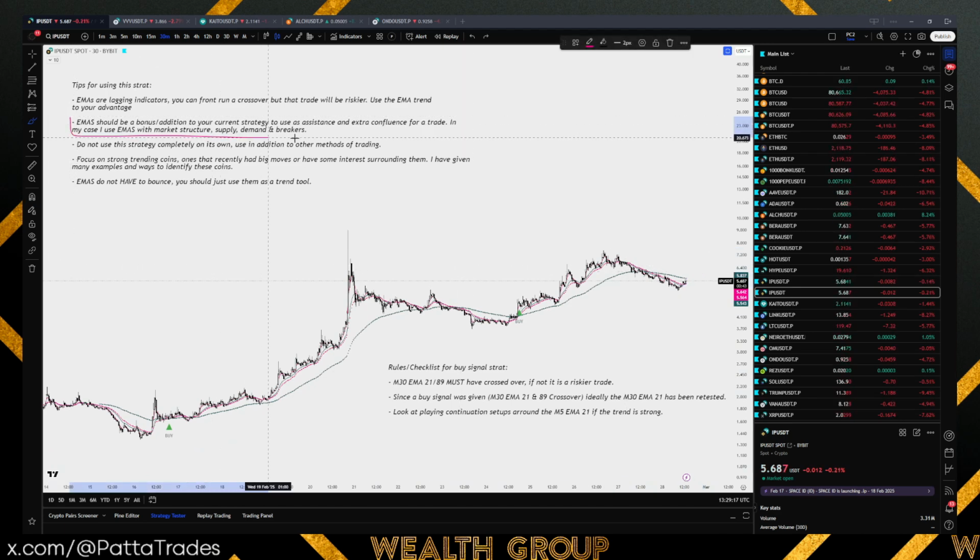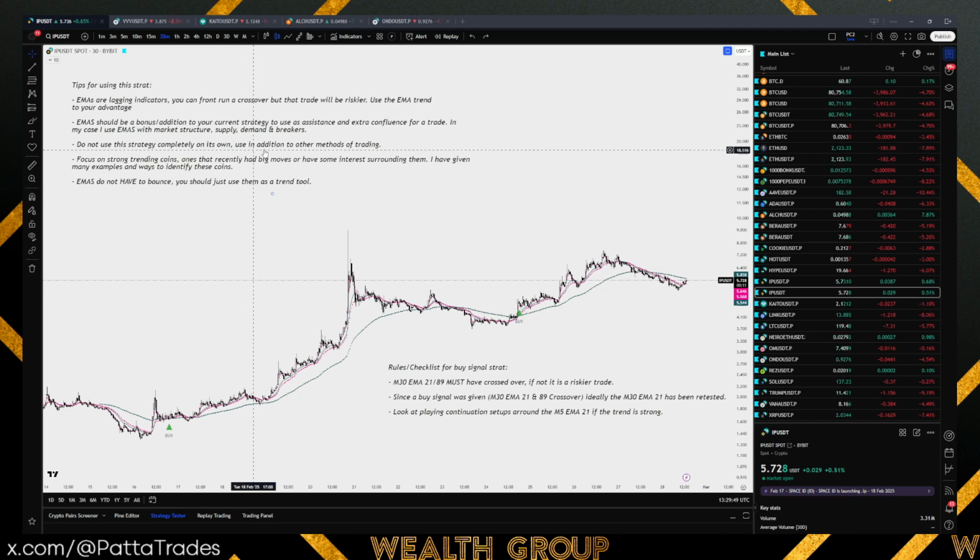So EMAs should be a bonus addition to your current strategy, to use as assistance and extra confluence for a trade. In my case, I use EMAs with market structure, supply, demand, and breakers. These are general setups I used before I put EMAs on the chart, and they're general setups that I will continue to use with or without EMAs. Either way, the EMAs just add that extra addition to the strategy. Do not use this strategy completely on its own.